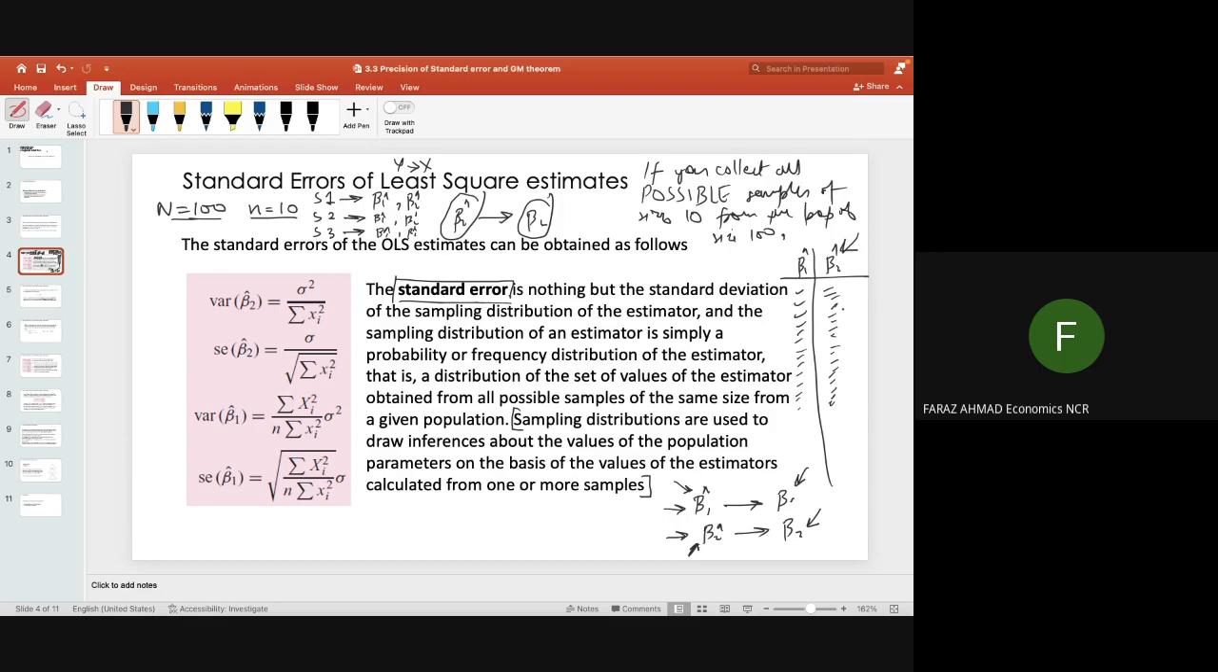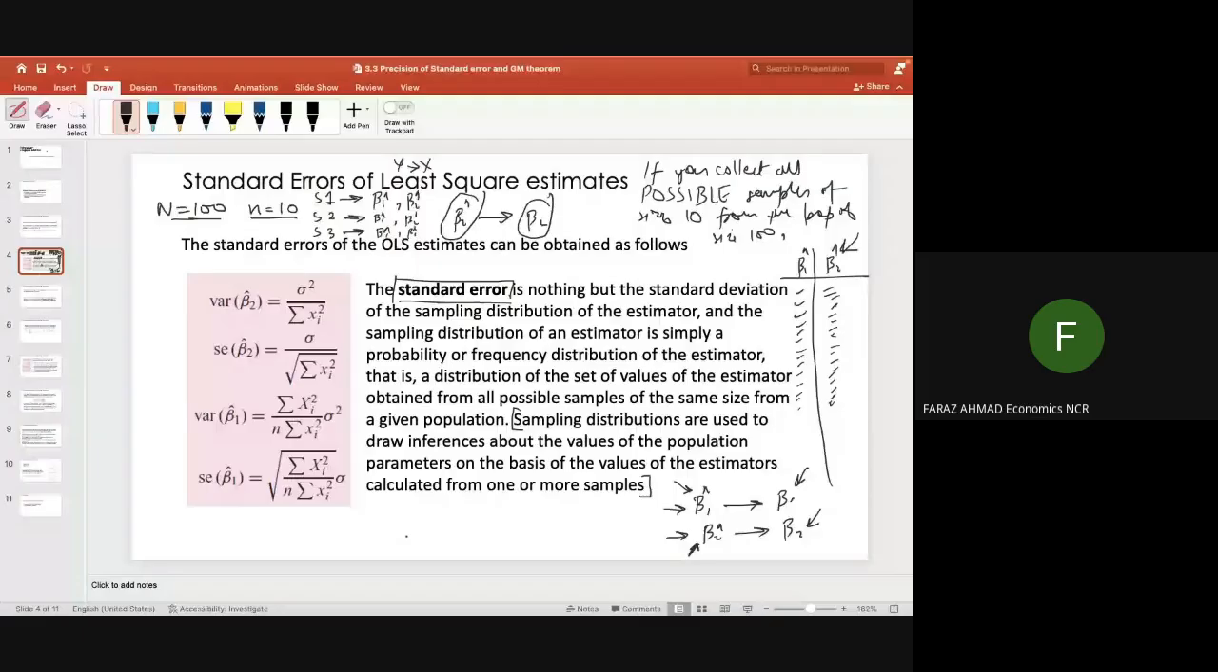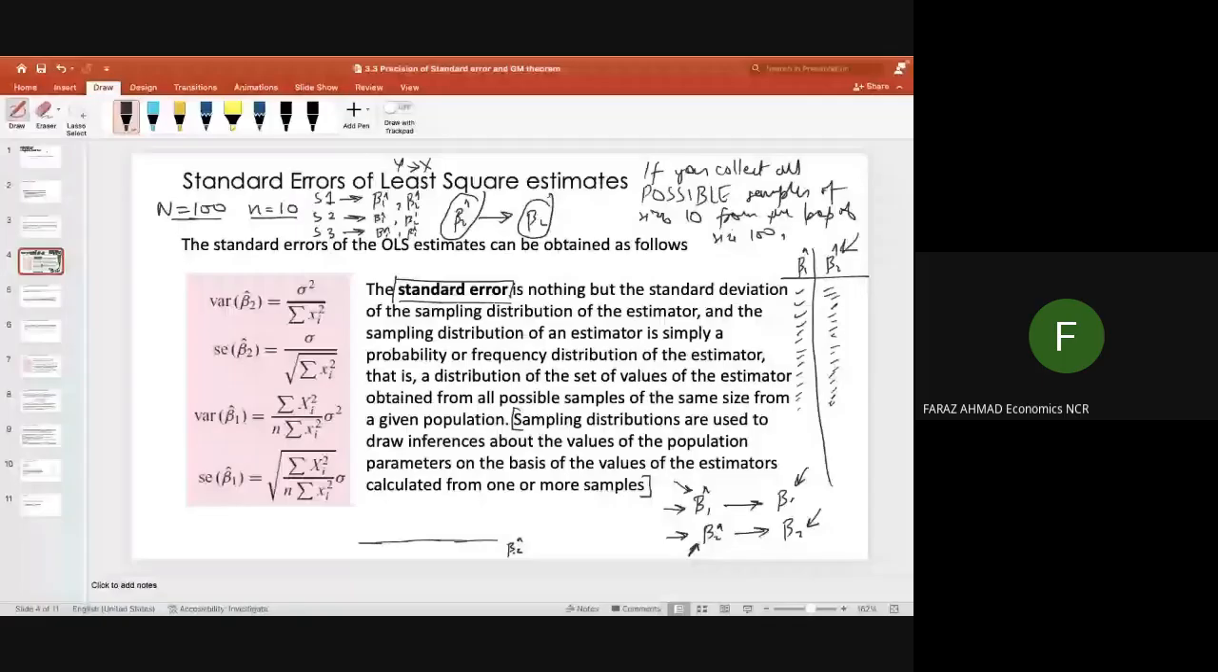So let us pick beta 2 hat, and let us put all these beta 2 hats here on the x-axis. These are all possible beta 2 hats, right? All possible, because we have collected all possible samples, right? All the possibilities of the values that beta 2 hat can take are there on the x-axis.